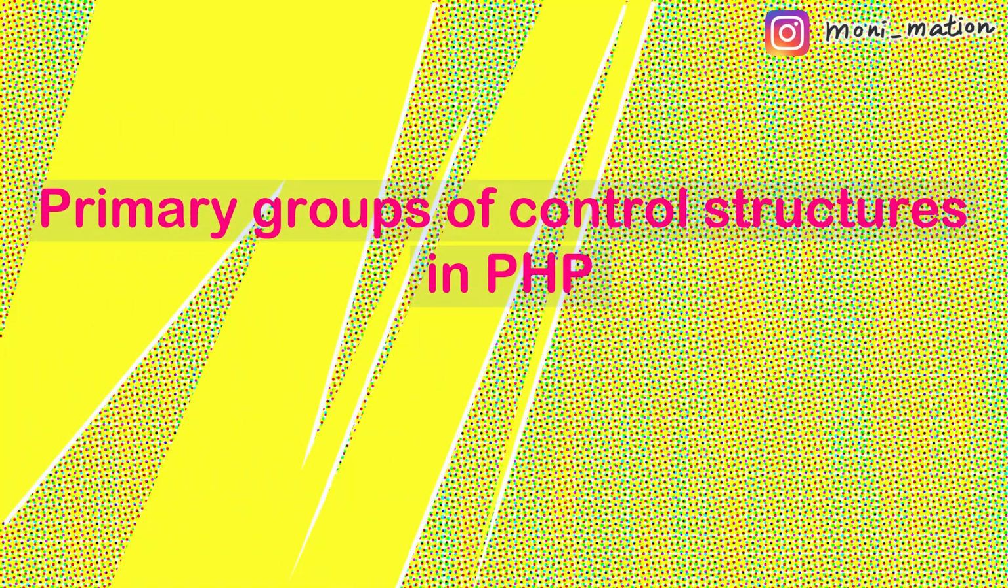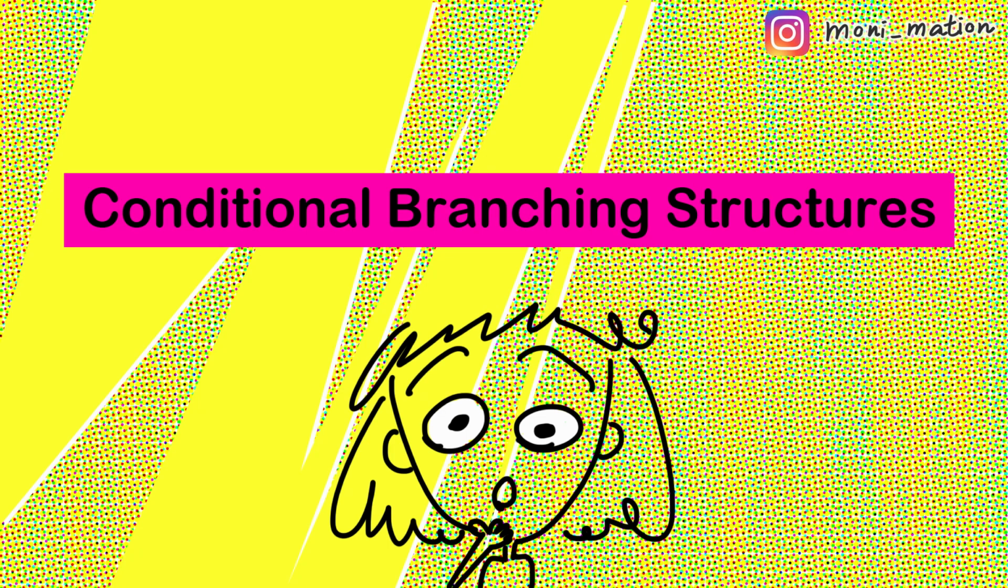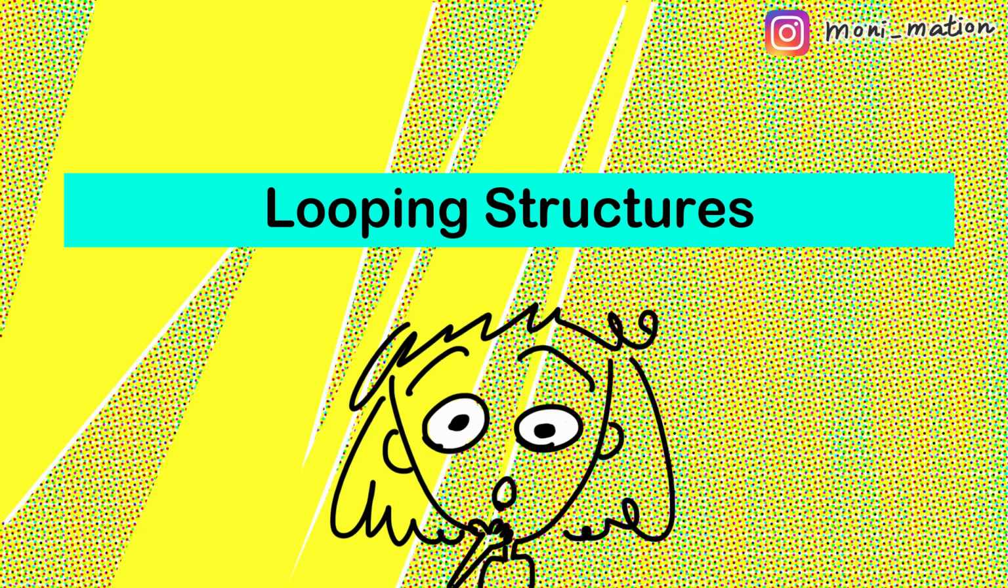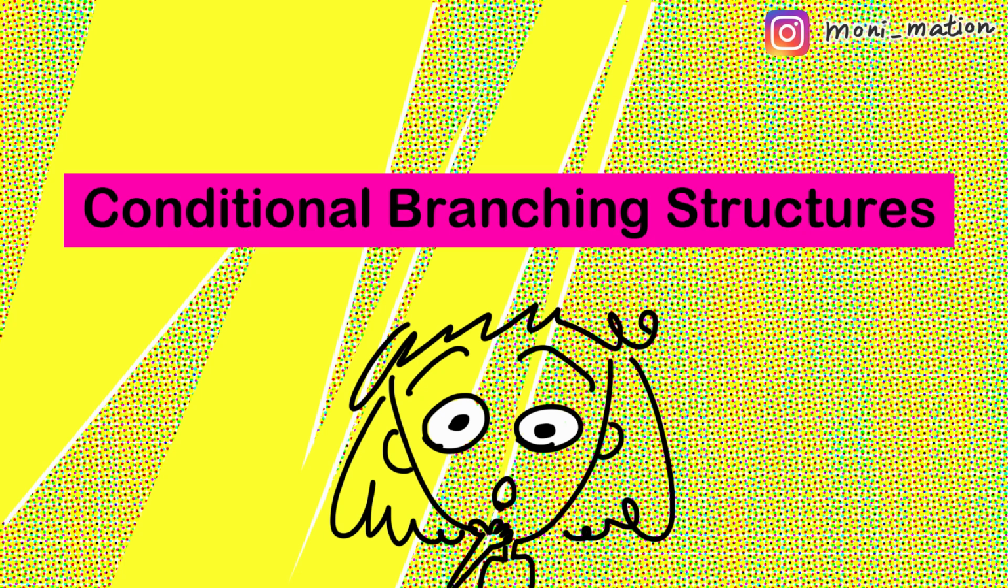There are two primary groups of control structures in PHP, the conditional branching structures and looping structures. Today, let's talk about conditional branching structures first.